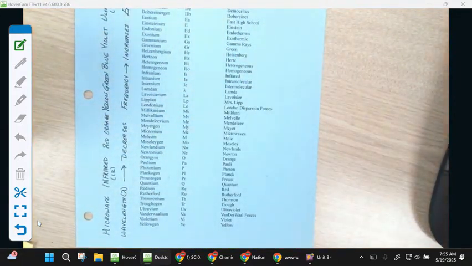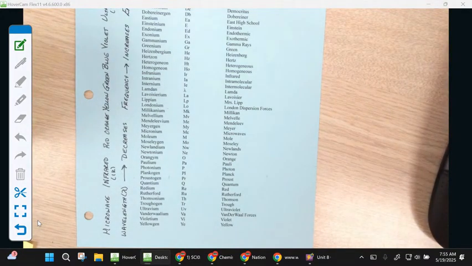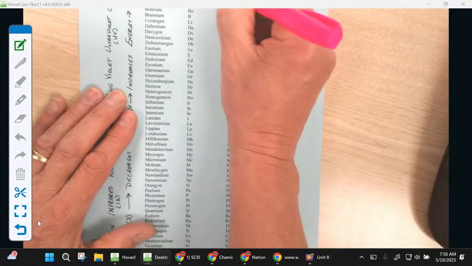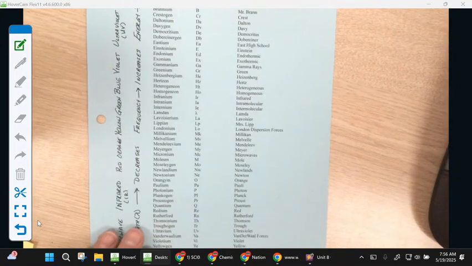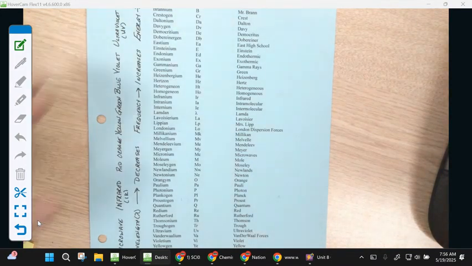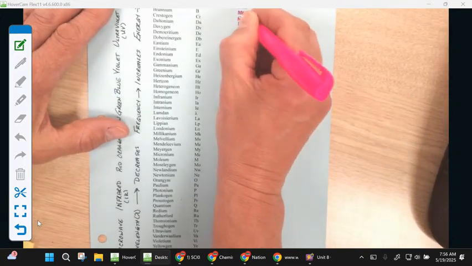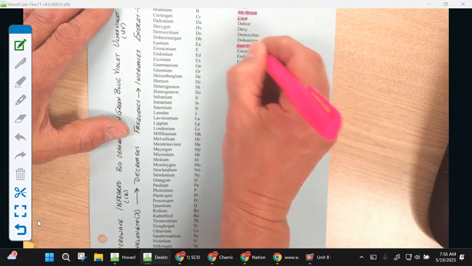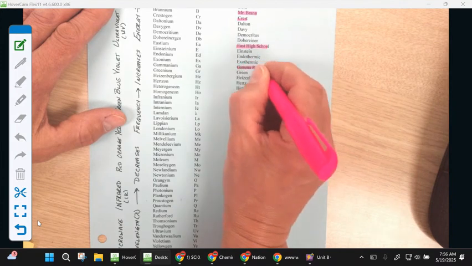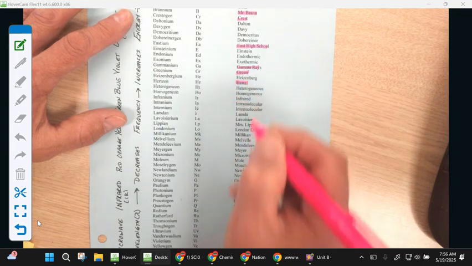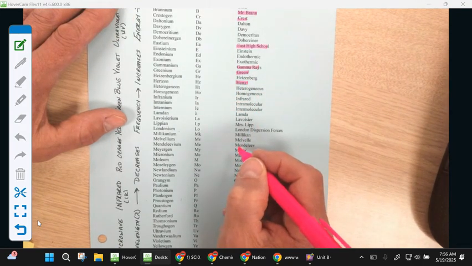Okay. So take your blue sheet out real quick. Amplitude, you should have a definition for. If you don't, in a matter of seconds, I will show you something that you will need. Blue, Mr. Brand, Crest, East High School, Gamma, green. Hertz, you will have a definition for in a matter of minutes.